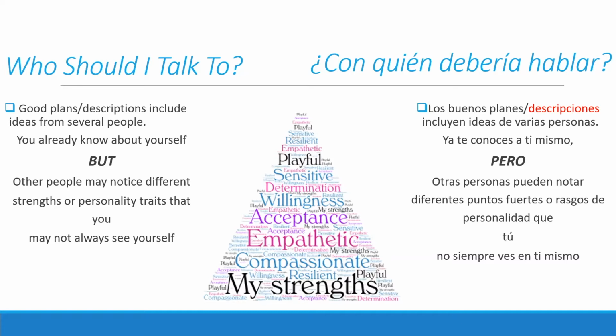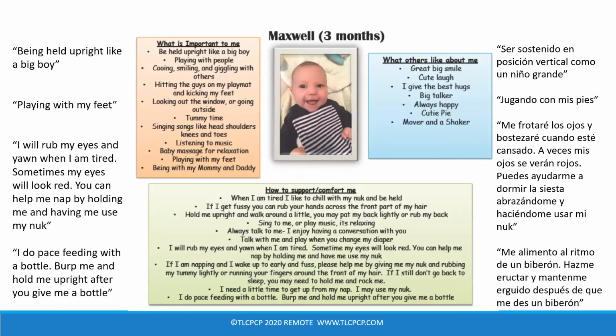First, I'm going to introduce you to Maxwell. Maxwell is 3 months old at this point. Maxwell's mom is a person-centered thinking trainer, and she created this when she was getting ready to go back to work. Nobody knows how to take care of Maxwell like mom does, so she created this so that folks could step in and help take care of Maxwell. It helped everyone involved in his care just to know what to look for.